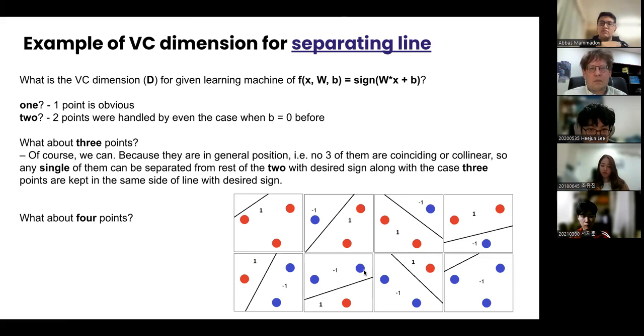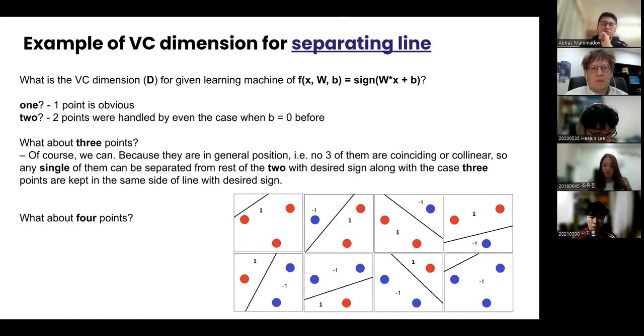It's exactly the same. If we have 2 points of the same sign, then we just separate them, and if all the 3 points have the same sign, then we just draw a line to separate the 3 points from the rest of the plane. We don't have any other points. So 3 is possible, which means that d is greater than or equal to 3.